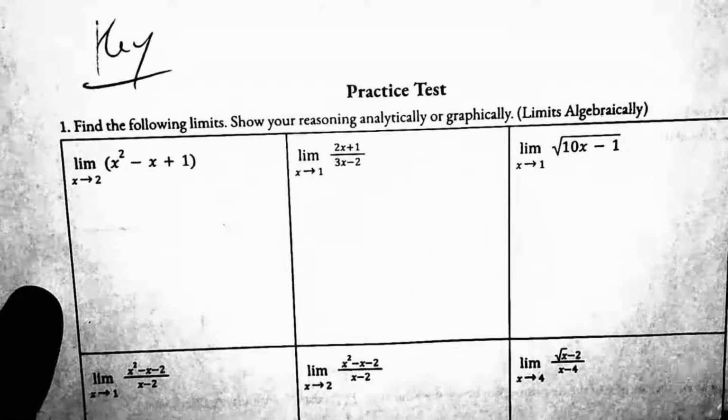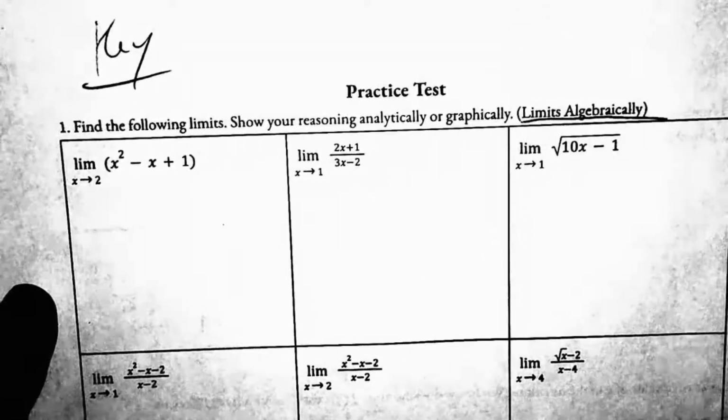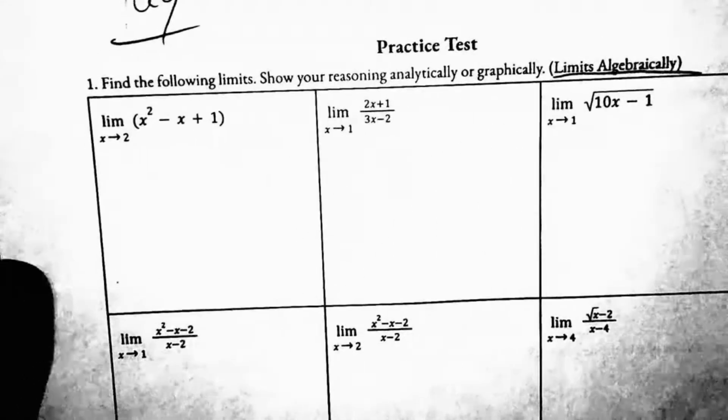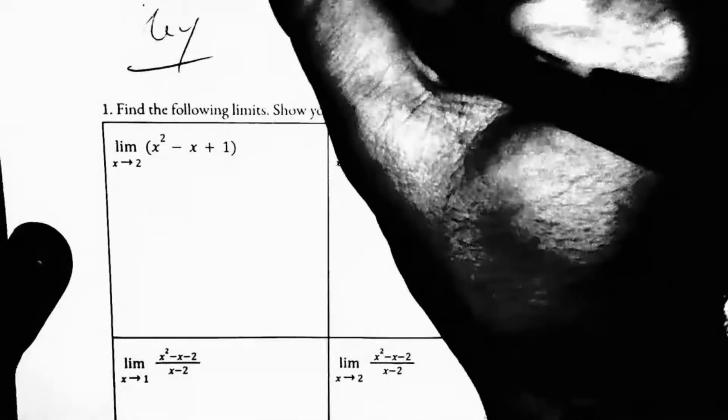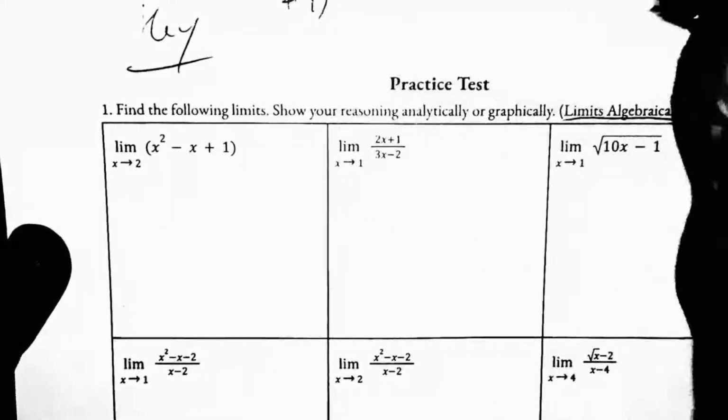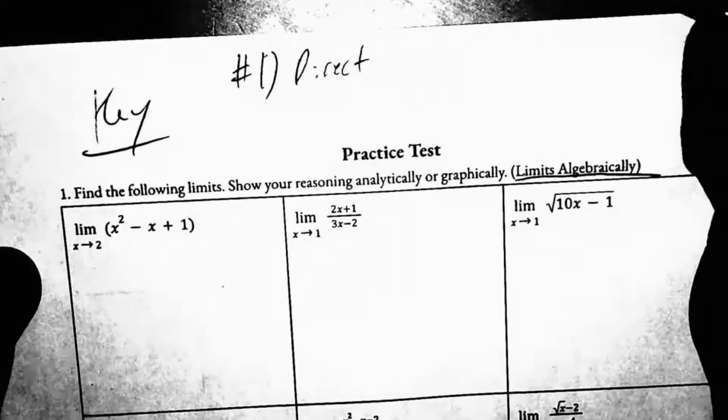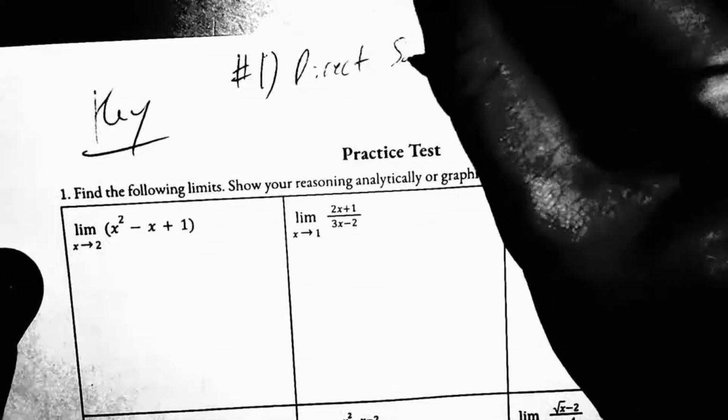All right, this is the answer key to the practice test, starting with limits algebraically. So this is covering the three strategies we talked about in class. Number one is direct substitution. So I'm going to briefly cover this. Number one, we have direct substitution, which is what you want to go to as kind of a default.